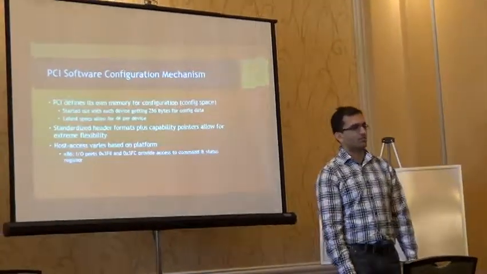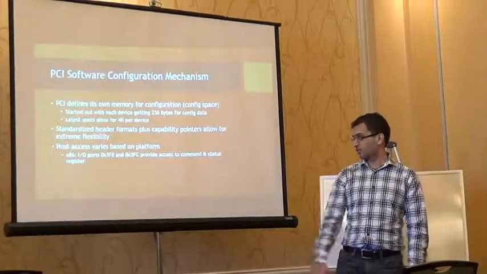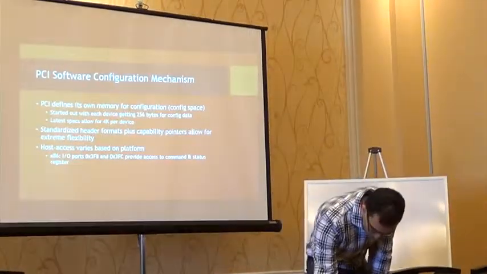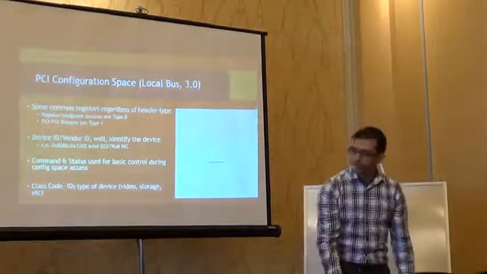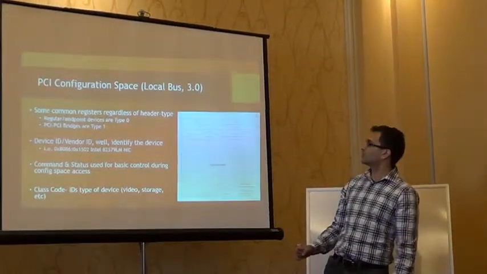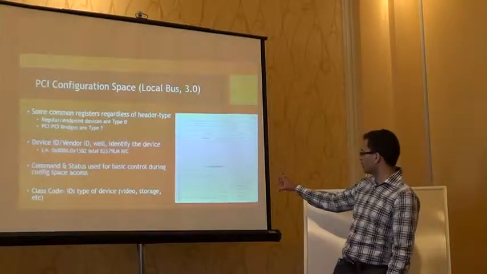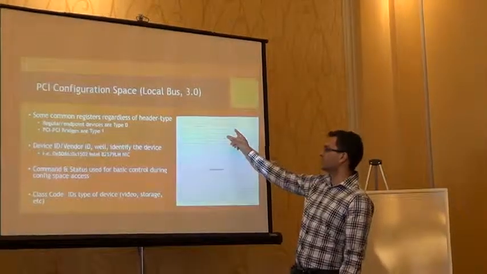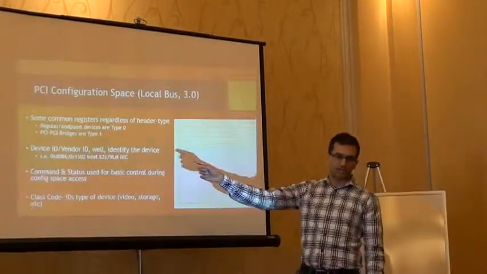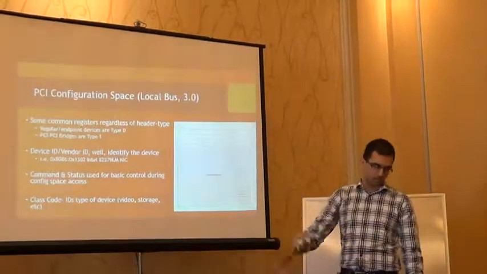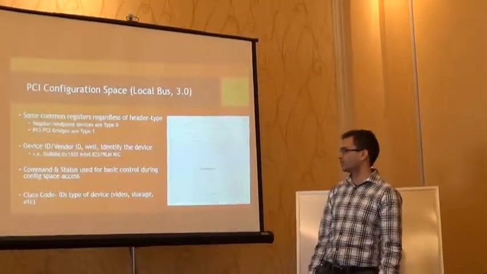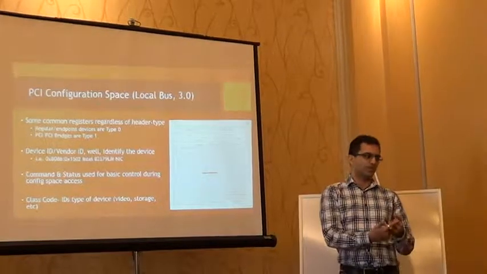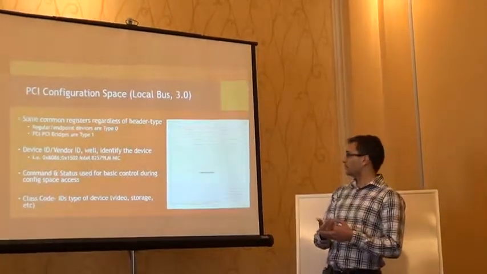And the host access varies on platform. On most x86 machines, these two I/O ports give you access to the PCI bus and config space. These registers are, the projector is not showing it really well, but basically these first 64 bytes are common. You start with the device ID and vendor ID, which identify the device. Intel, of course, gets hex 8086, and then the device ID is 16 bits, so they can have 65,000 devices. Command and status registers are used during config space control, so you can command the device to enable itself, disable itself. You can check the status.